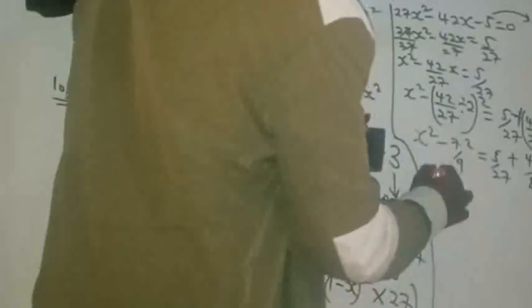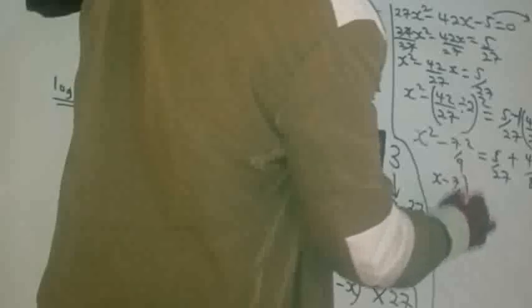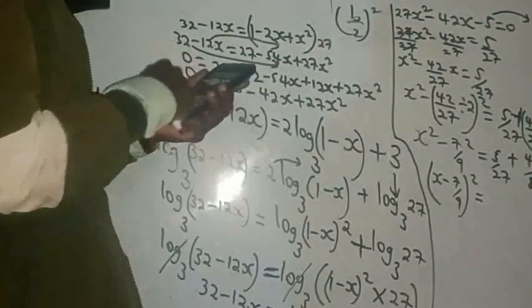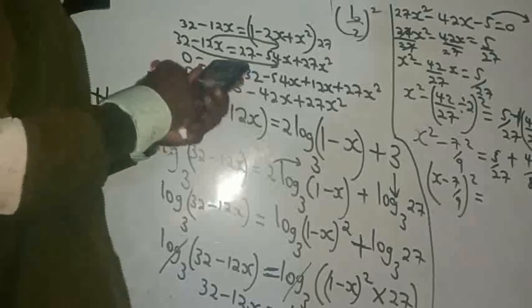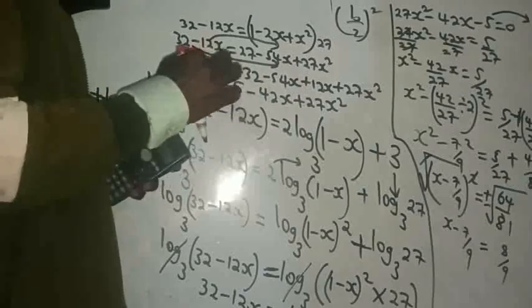So we shall combine these two. How? x minus 7 over 9 squared should be equal to, this is supposed to be plus 5 over 27. That gives us 64 over 81. So introduce square root on both sides. This becomes plus or minus. So x minus 7 over 9 should be equal to 8 over 9. Why? Because square root of 64 is 8, square root of 81 is 9.